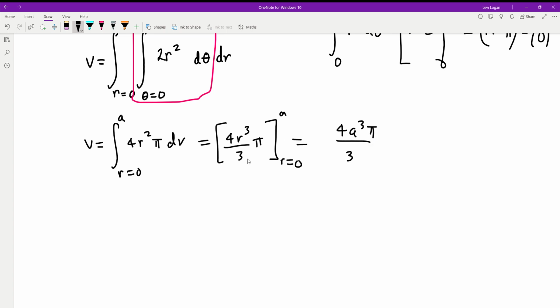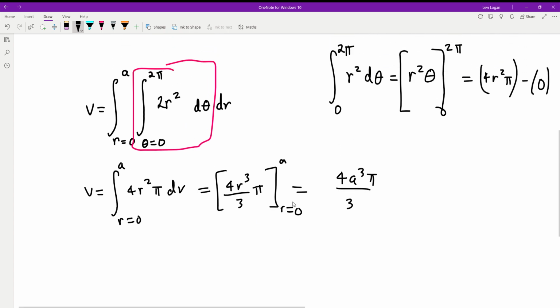So that's a triple integral evaluated, and it gives a proof for the volume of a sphere. Hope you enjoyed this quick little video.